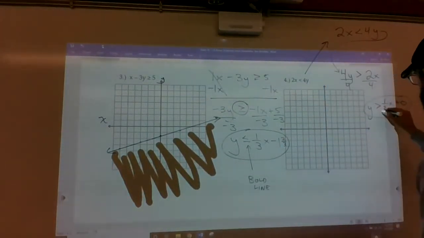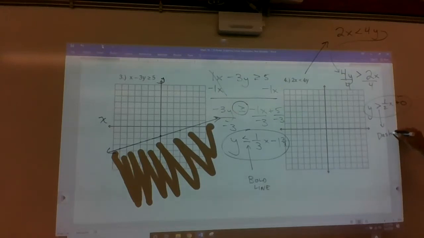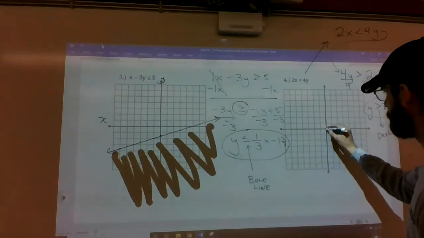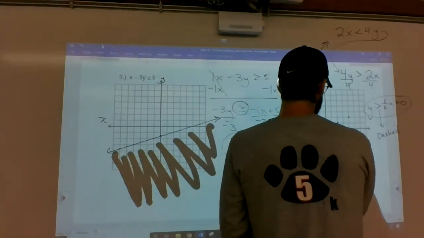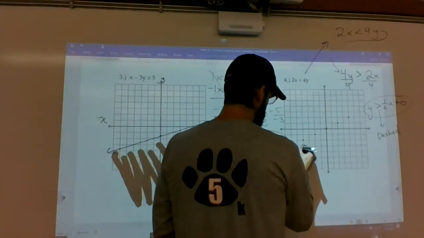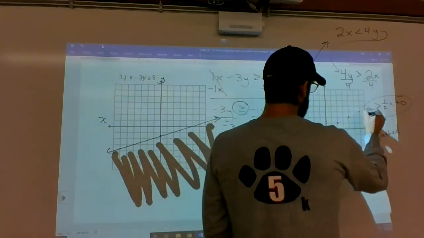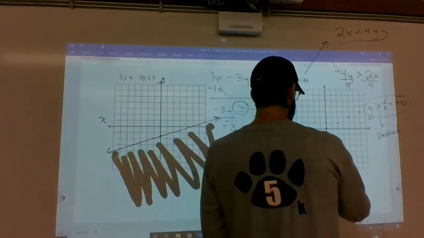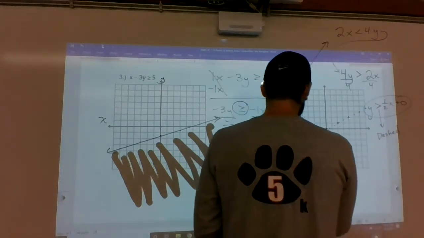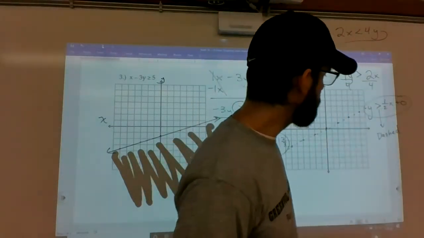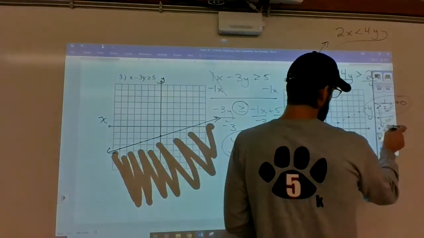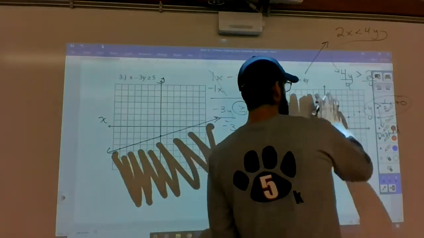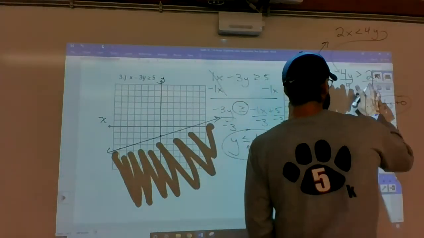All right, we got it. This is a dashed line. So starting at 0, go up 1, right 2. Down 1, left 2. It's a dashed line, so it'll look like this. Greater than means shade above the line. And then you're done.